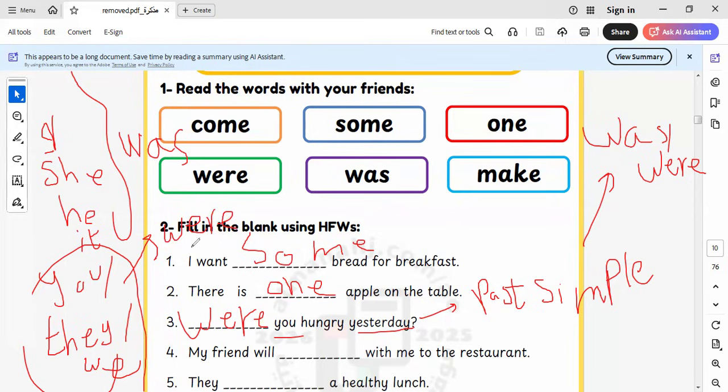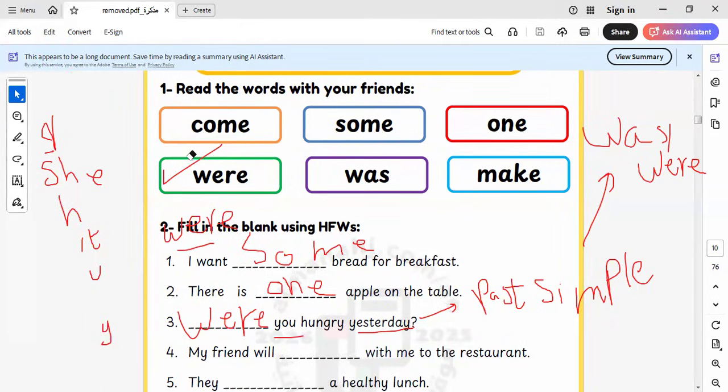Here is where. You, we, they take were. I, he, she, it take was. Okay. Now we know the pronouns that take was and the pronouns that take were. Okay. Let's continue the rest of the exercise here.